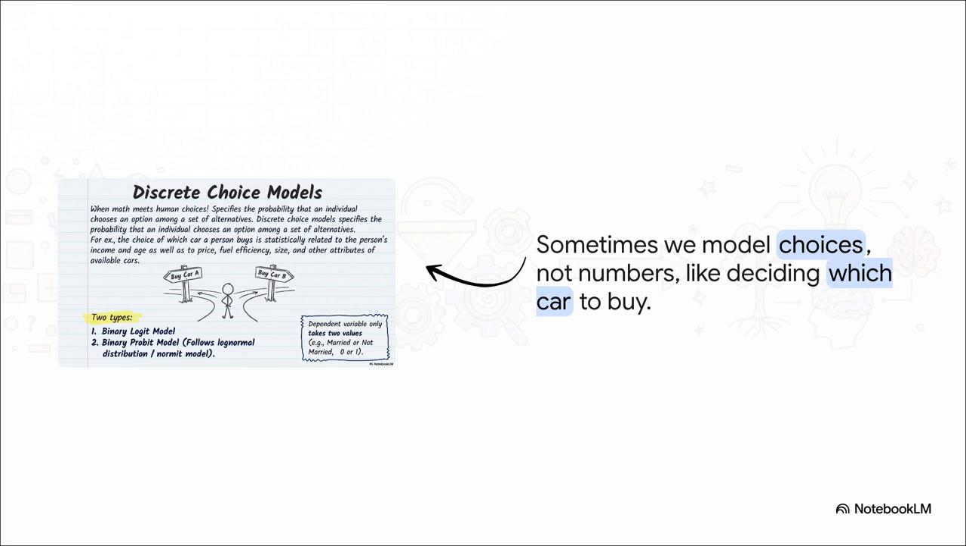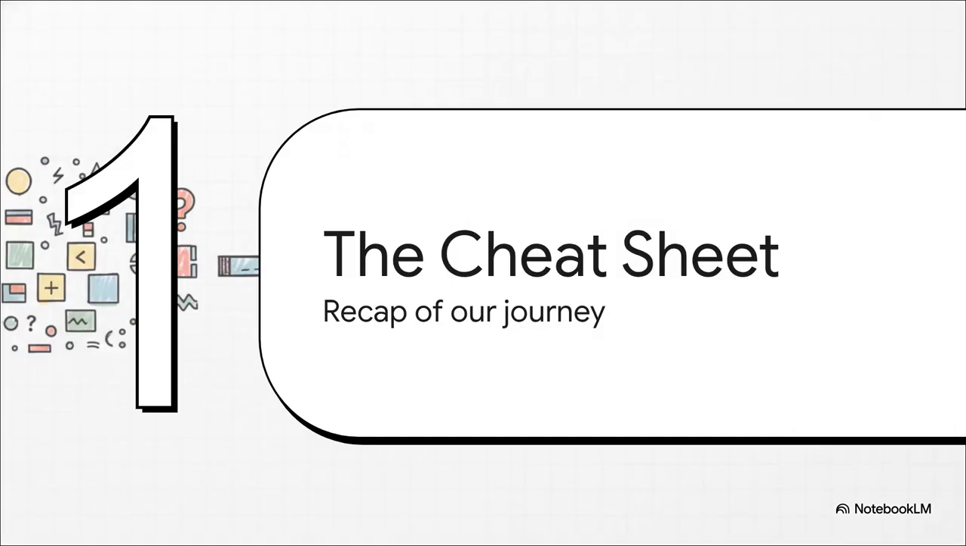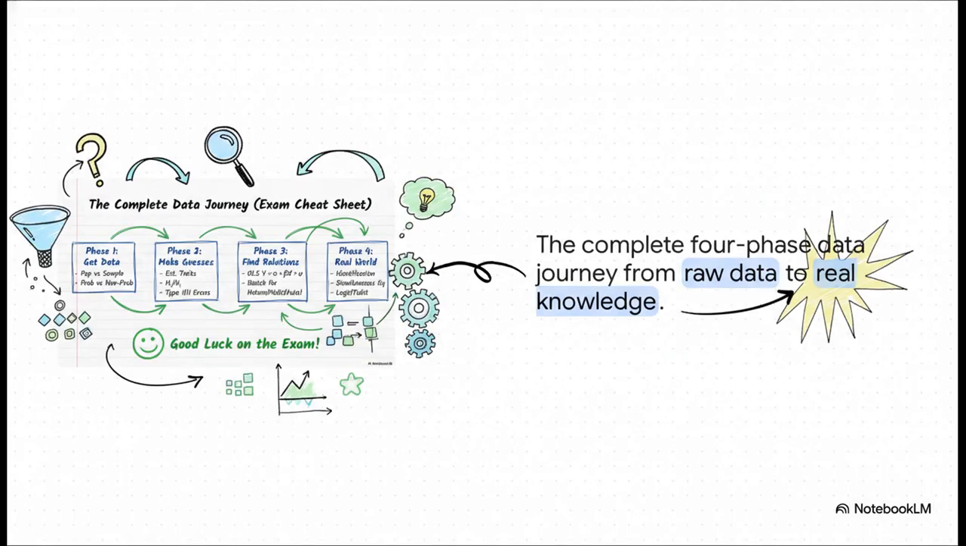Will this person buy the product? A linear model can't really handle that. For those kinds of questions, we need different tools, like discrete choice models, which are built specifically to model the probability of making a choice. So let's zoom out and take a look at our completed map, our data journey cheat sheet. And here it is, the complete flow.